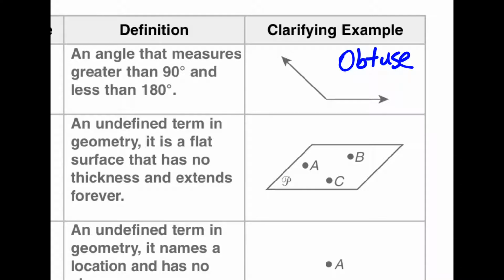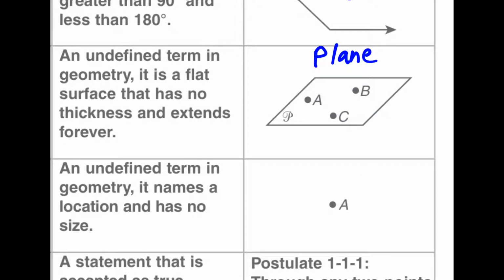An angle that measures greater than 90 degrees and less than 180 is an obtuse angle. A plane is an undefined term in geometry. It is a flat surface that has no thickness and extends forever. We could call this plane P or plane ABC. You can choose any 3 points on the plane that are not collinear.